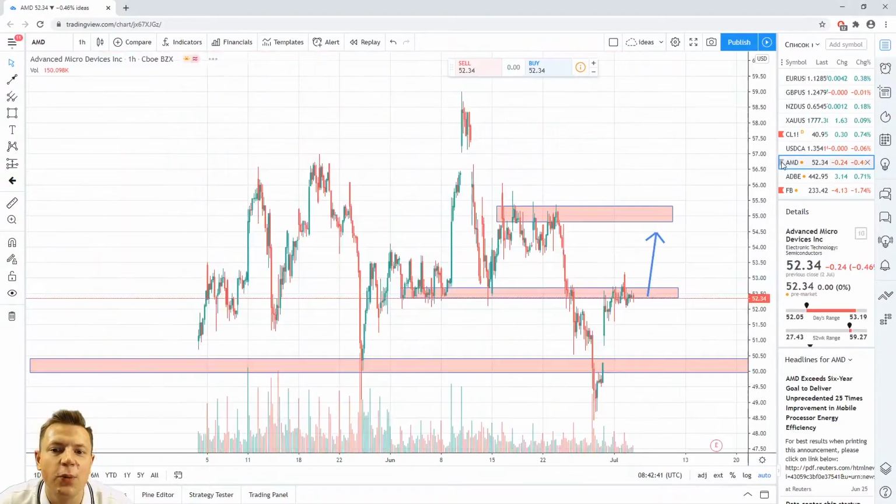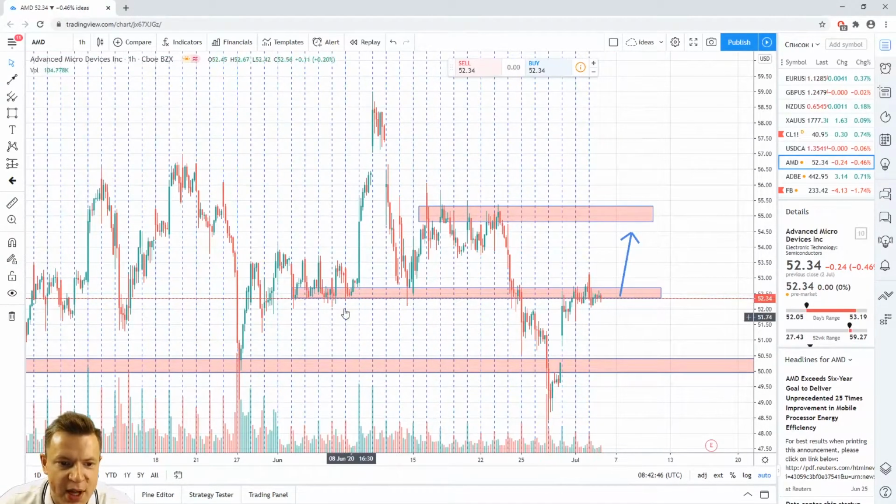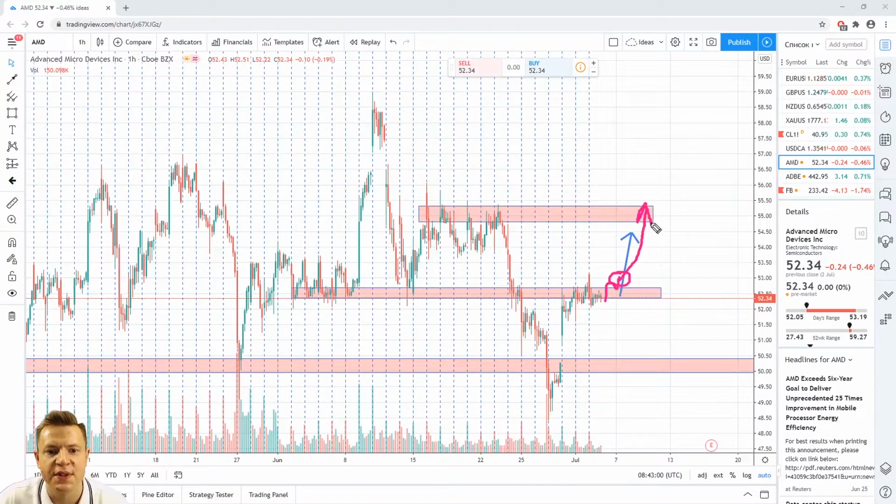And the last idea will be in AMD stocks. As you can see, price right now at an important resistance level around 50 to 50. When price hold above this level, I recommend you long these stocks. In this case, the first target will be around $55 per share.